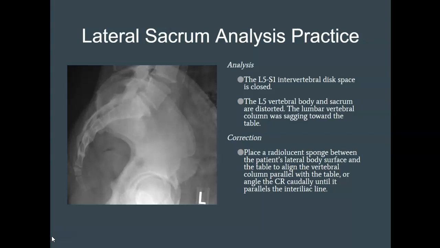This should point out to you there may be some interiliac line alignment that is off, meaning that the lumbar vertebral column is sagging towards the table. To correct this, you want to place a sponge between the patient's lateral body surface and the imaging table to align that vertebral column appropriately so that the interiliac line is perpendicular with the IR.